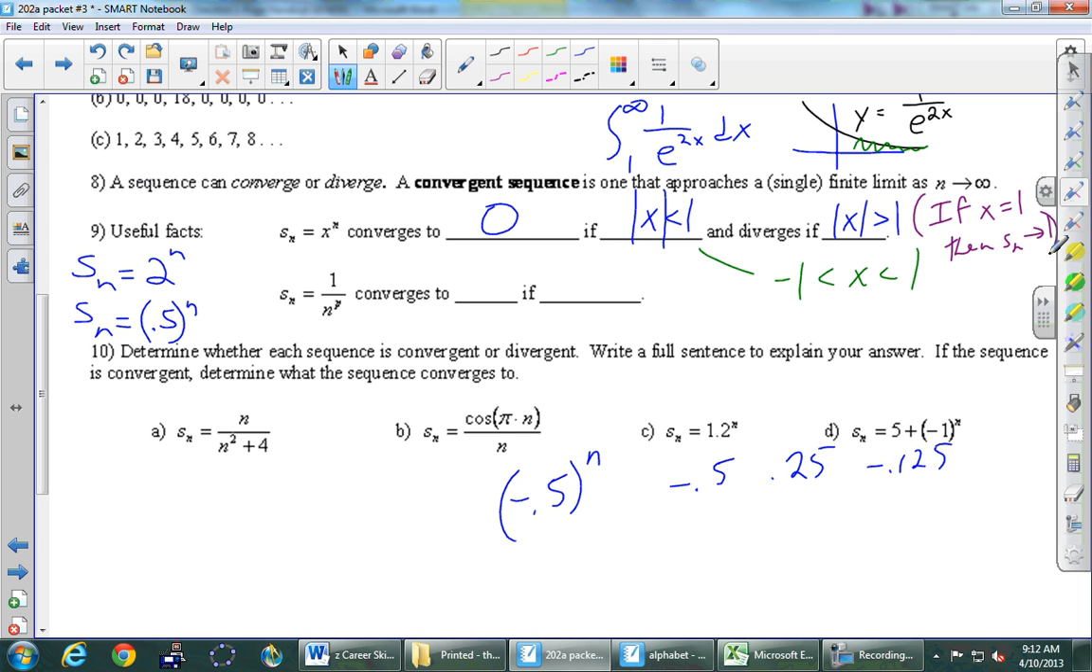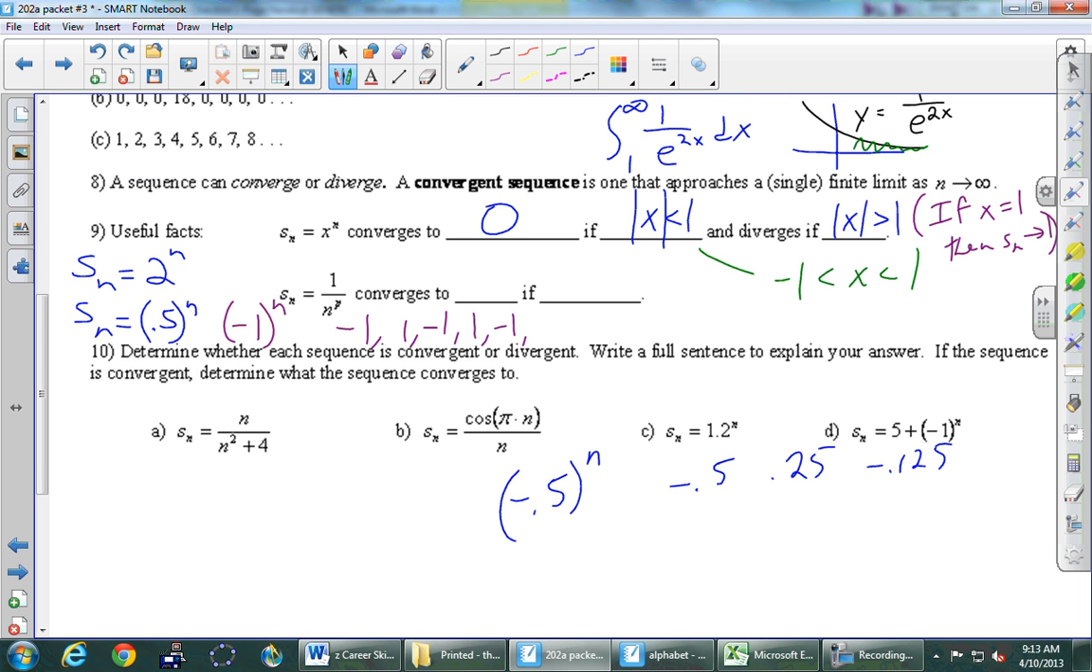What if x is -1? -1 to the n. The first term when n is 1, what is that? Yeah, first term when n is 1 is -1, right? -1 to the first. How about -1 squared? 1. -1 cubed? -1, 1, -1, etc. So here it's bouncing back and forth between two numbers.